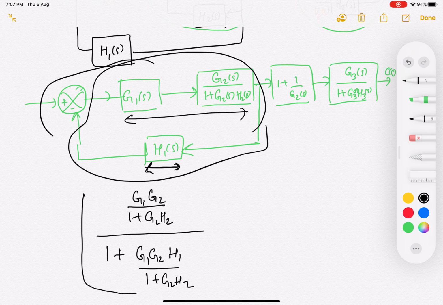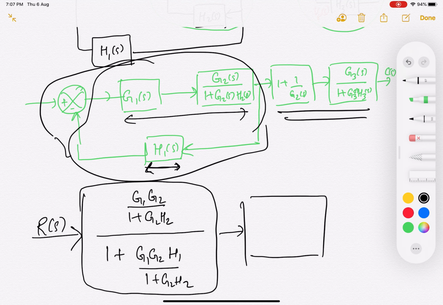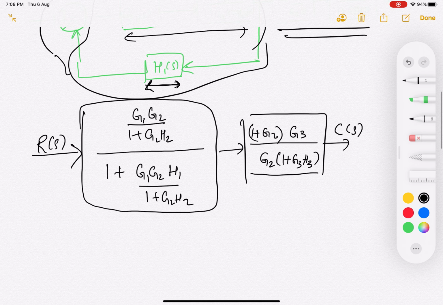So this whole thing in black here gets replaced by this block, and this is your R(s) here. Then you have these two blocks which are again in cascade, and which you can simplify. You can write this as G2 into 1 plus G3H3, and in the numerator you have 1 plus G2 into G3, and this is your C(s). You can further simplify this.